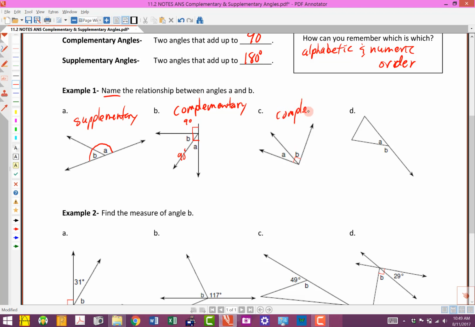So again, that's complementary. If you'd like to write a C-O-M-P-L-E with a period, I'm okay with that, but I really would appreciate it if you wrote the words out completely most of the time, or at least until you get used to spelling those.